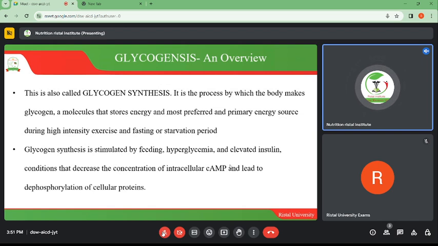The hormone insulin is secreted by the beta cells of the islets of Langerhans in the pancreas, and its major role is to aid in the conversion of glucose into glycogen. So that is basically what stimulates this process of glycogenesis.